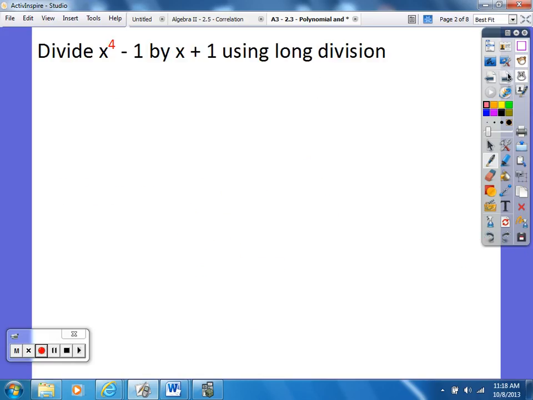Okay, so here's our first example problem. X to the 4th minus 1 divided by x plus 1. And we're going to use long division. We're not going to use synthetic division today. And there is a reason, and it's not because I want to see how much torture I can do to you. Later on in this 9 weeks, we'll actually be graphing rational expressions, in which we then have to find a slant asymptote. And the only way to do that is with some long division.